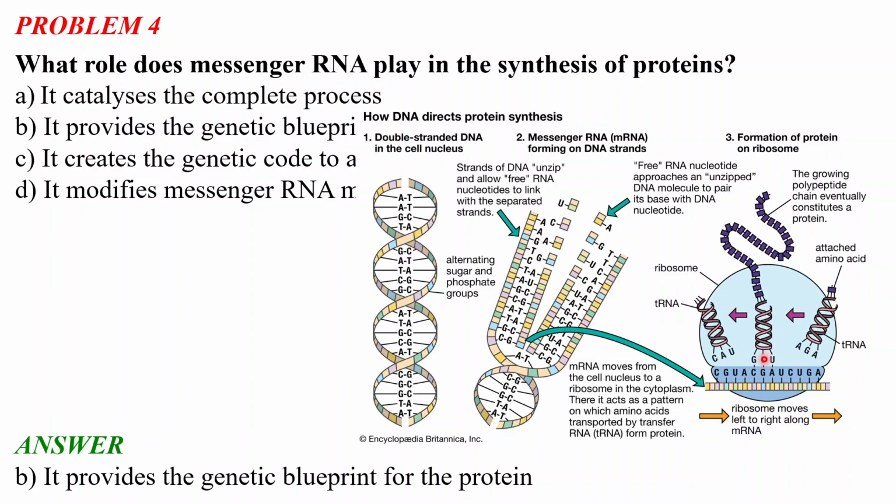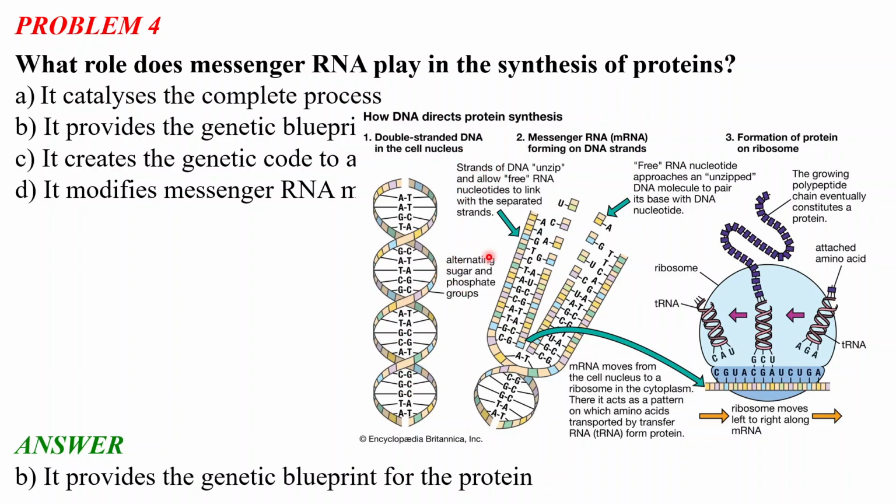So these are the steps of translation, how DNA directs the particular process. First, we have our double-stranded DNA in the cell nucleus. This is the double helix structure of the DNA. We have the nucleotides: adenine, thymine, guanine, and cytosine. Adenine is bound to thymine with 2 hydrogen bonds, and guanine with cytosine with 3 hydrogen bonds. And alternating sugar and phosphate groups are present here.